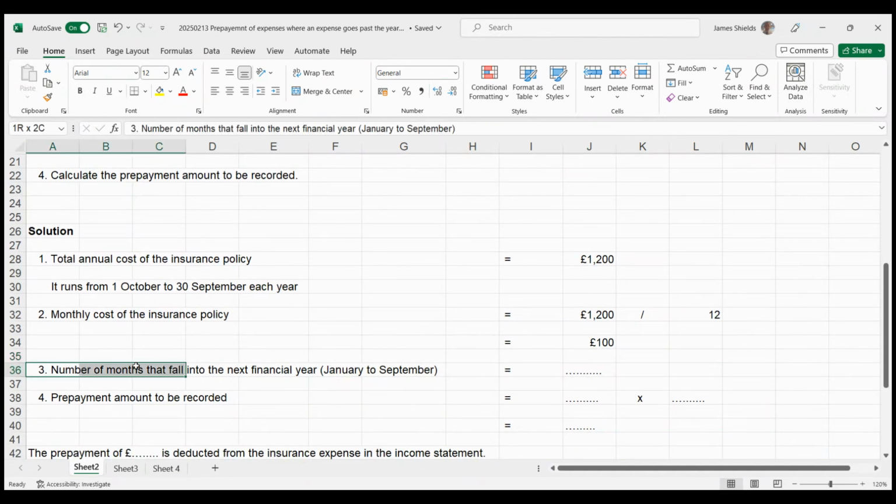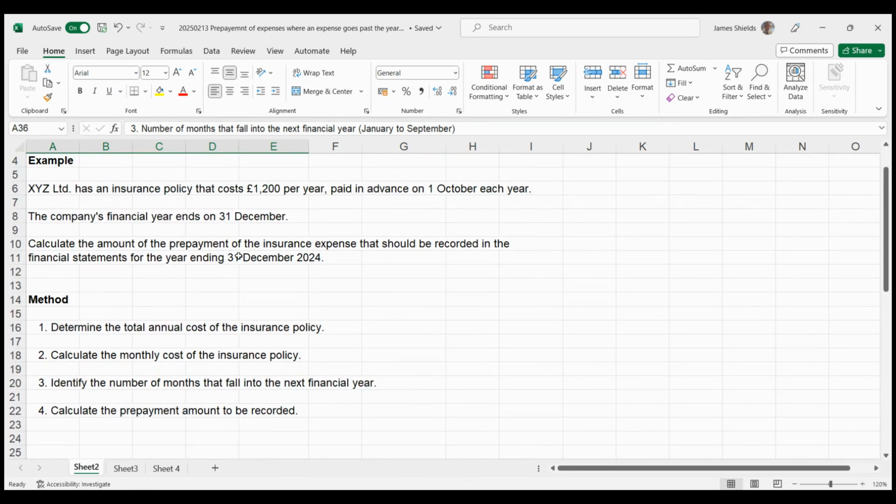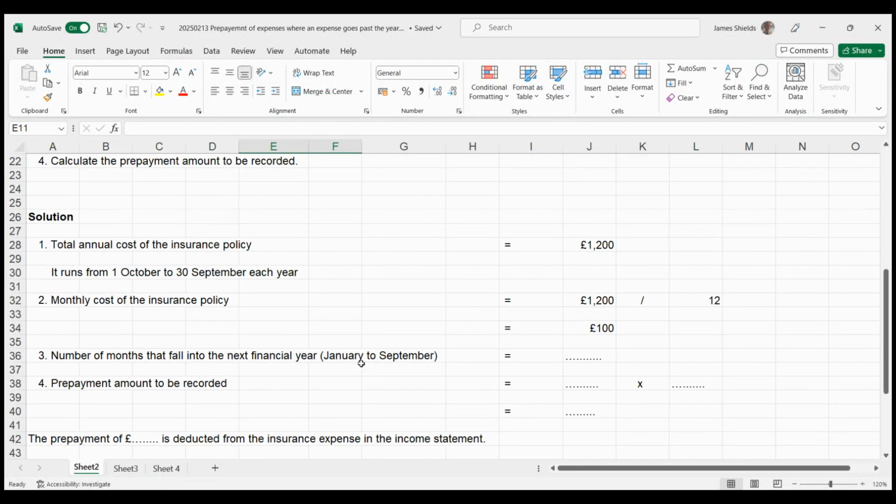Now, the number of months that fall into the next financial year. So remember, our year ends at the 31st of December, but the insurance policy goes up to the following September. So the number of months in the next financial year are January to September, and that's 9 months.